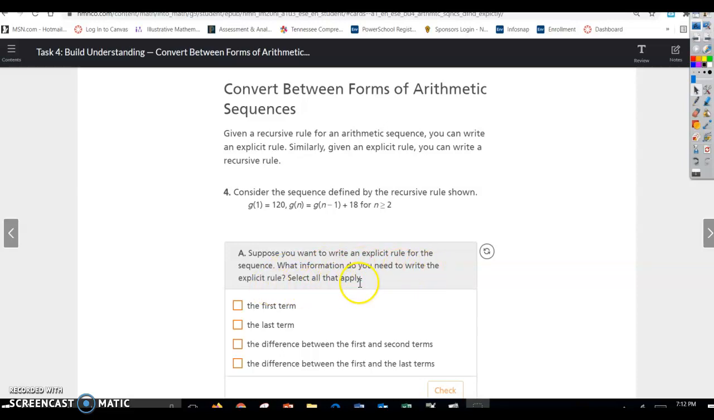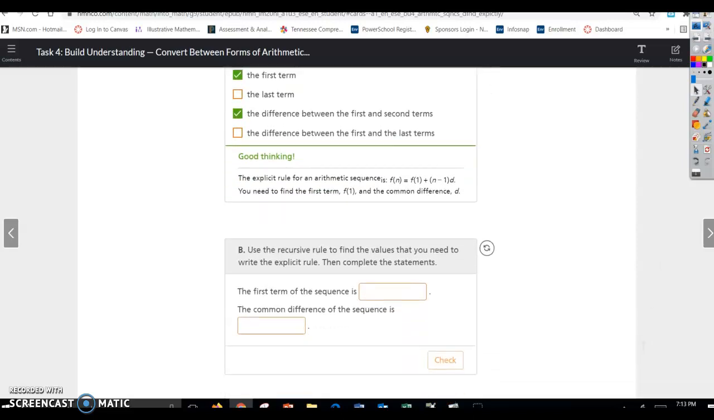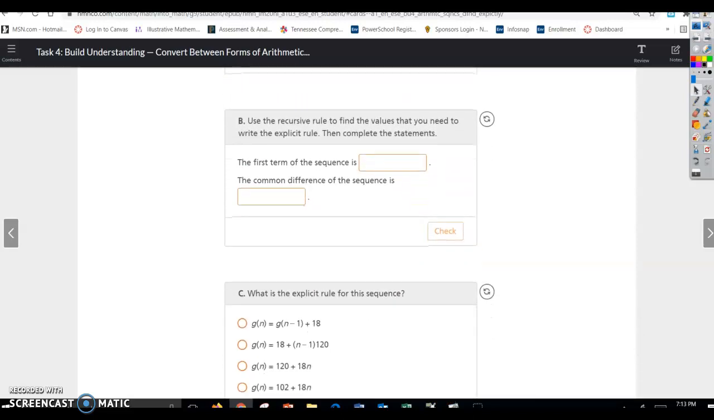Select all that apply. All right, we do need the first term because we have to find the previous term. So we have to take the common difference and subtract it from that. So we do need the first term. And we also need to know what the common difference is. So the last term we don't need. The difference between the first and second term, these are consecutive terms, so that's what we need. The difference between the first and the last term, we don't need that. We need the common difference between consecutive terms.